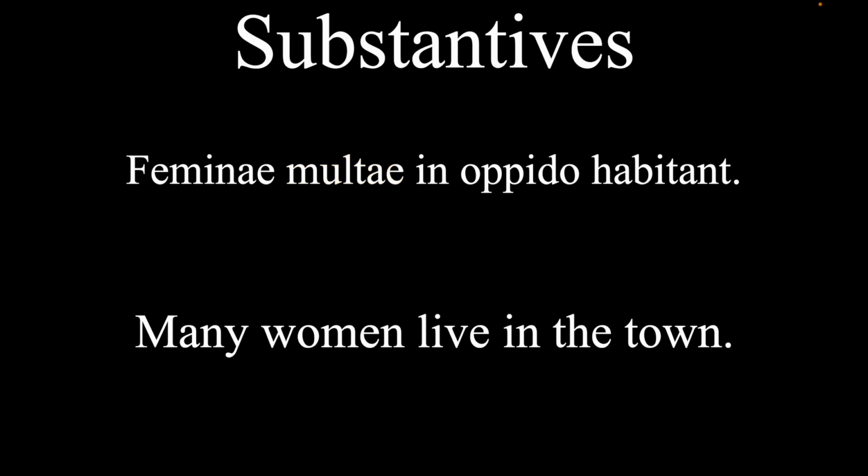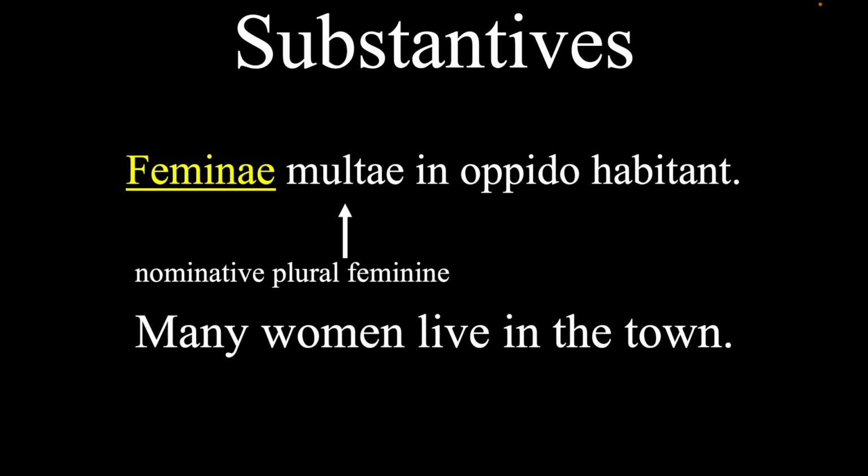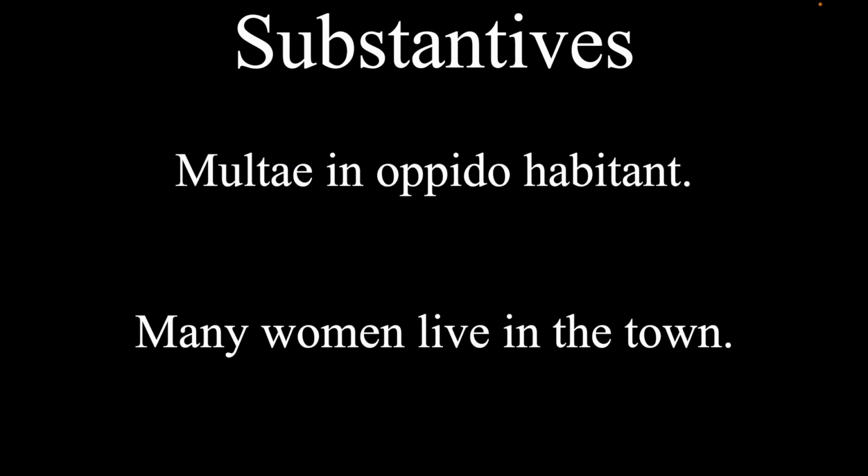However, there is a word in the sentence that could be eliminated completely without changing the meaning. That would be feminae. Since the word multae is already nominative, plural, feminine, we already know that it's describing multiple people who are female, so we don't actually need the word feminae to complete the sentence. So instead, in Latin, we could just say, multae in opido habitant, and it would mean the same thing. Many women live in the town.